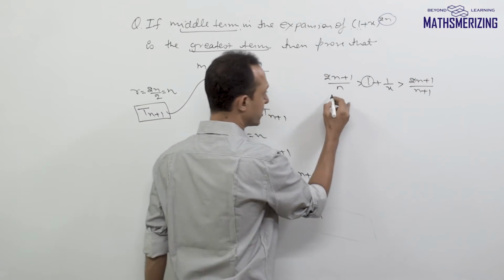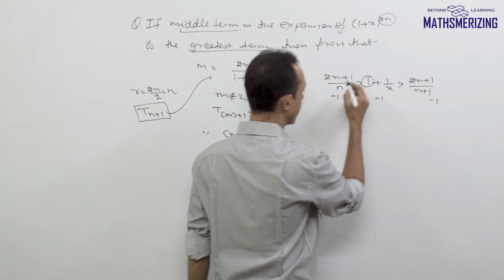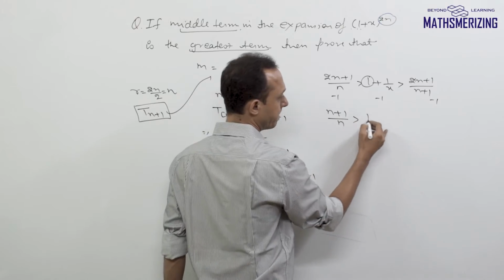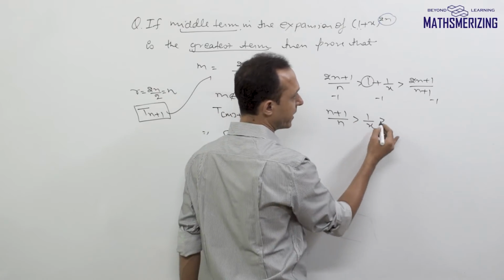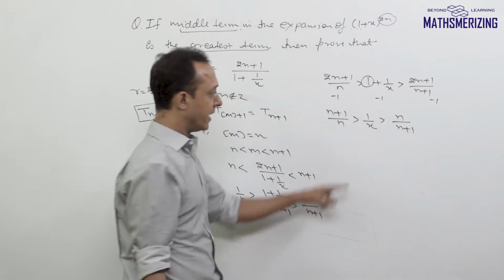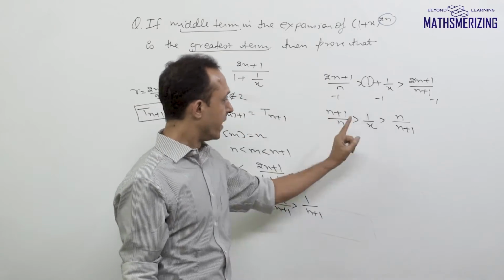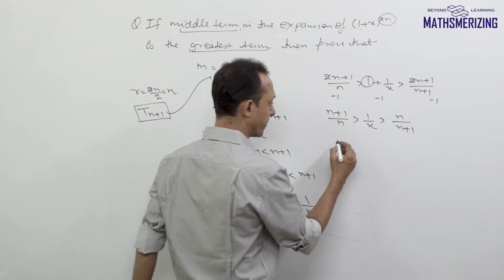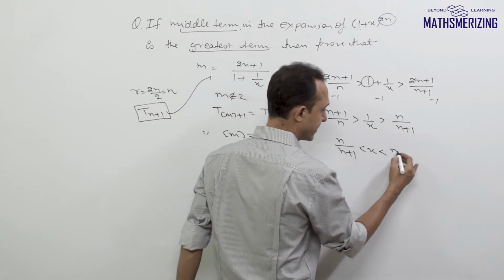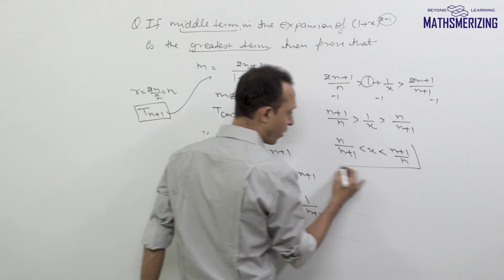Now I'll subtract 1 also. So if I subtract 1, I'll write (n plus 1) upon n should be greater than 1 upon x, and it should be greater than n upon (n plus 1). Now I need to find the value of x. So again, I'll take the reciprocal, and both the numbers are positive. So if I take the reciprocal, I'll write n upon (n plus 1) is less than x is less than (n plus 1) upon n.